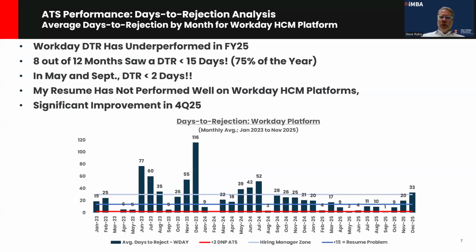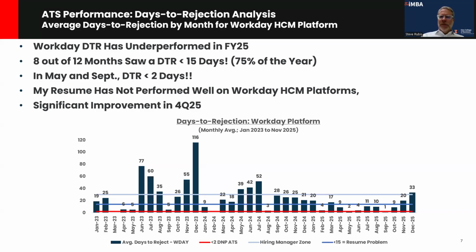Now let's get into a couple of charts that show Workday versus non-Workday platforms. Right now, this is what our Workday days to rejection looks like. Really, 8 out of 12 months, we saw a DTR of less than 15 days. That was 75% of the year in 2025. We were underperforming on Workday applications. And May and September were awful. We were at 2, so we were getting killed by the computer. Our resume was not working when it came to Workday platforms.